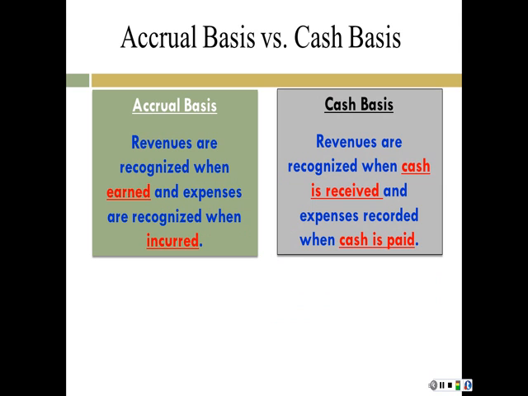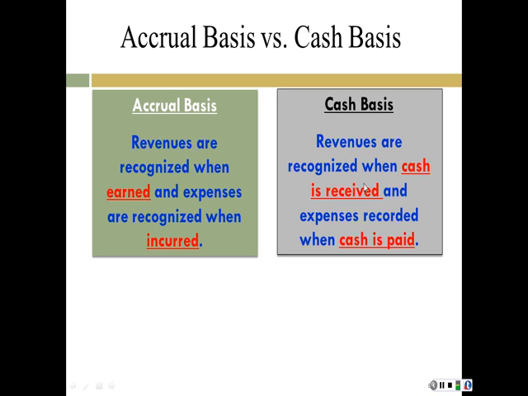And expenses are recognized or recorded when incurred, that is when we have received some benefit. So we are not worried whether we paid cash for those expenses or we received cash for the revenues. All that we are concerned with is, did we earn these revenues or did we incur these expenses? On the other hand, the cash basis of accounting, revenues are recognized when cash is received and expenses are recognized when cash is paid. So everything follows cash. We record revenues when cash comes in. We record expenses when cash is paid out.